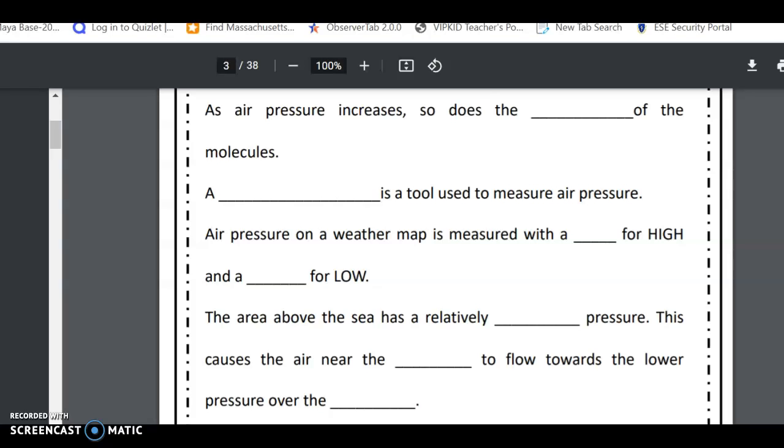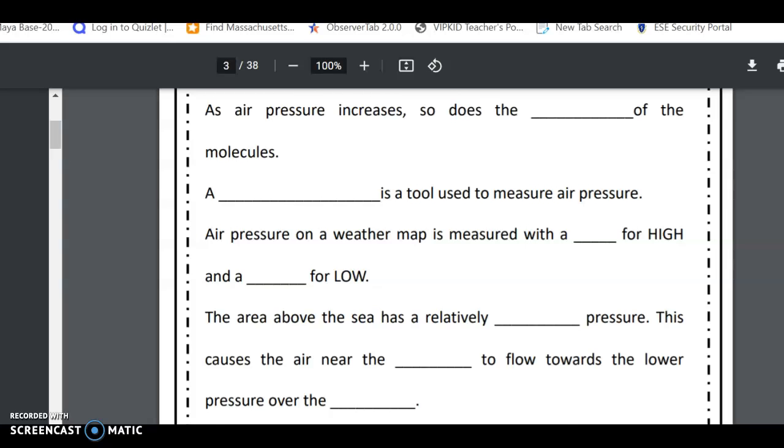So a tool used to measure air pressure is your barometer. Those usually have a gauge. The professional ones are little ones, and we built ours for our weather station, the jars with the needle and the straw that we put over by the sink.